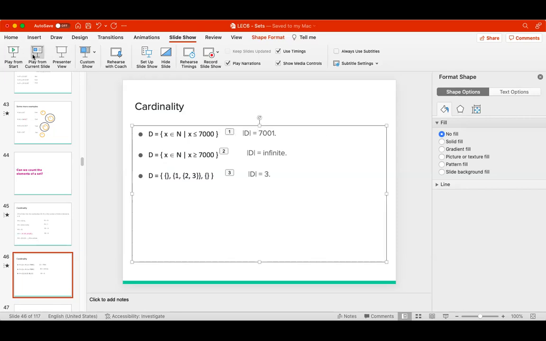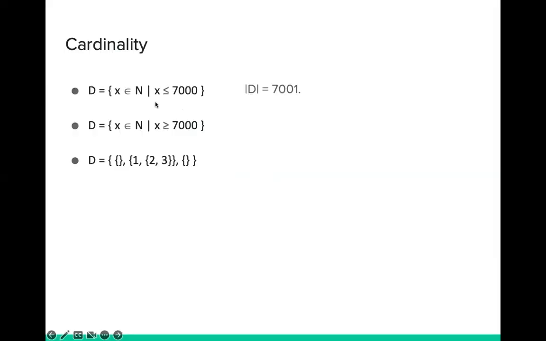It includes the 0. Okay? 0 to 7,000. Now, suppose D contains all of the elements X that are in natural numbers such that X is greater than or equal to 7,000. So we can say that the cardinality of D is infinite.